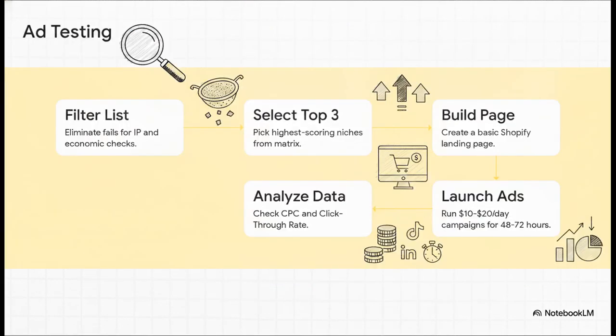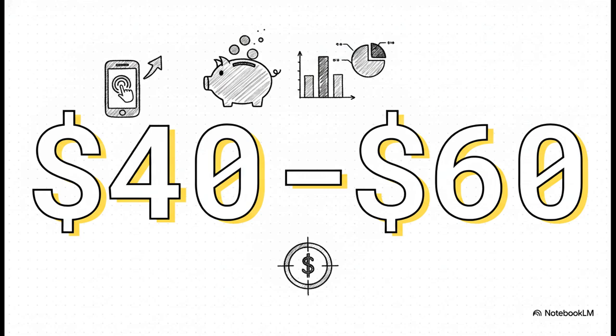All right, Phase 7 is where we synthesize all our data and transition from theory to empirical truth. Take the top 2 or 3 highest scoring niches from your matrix that survived all those IP and economic checks. Build a very basic Shopify trial landing page. Next, you're going to launch a Meta or TikTok ad campaign at just $10 to $20 a day for 48 to 72 hours. You can use basic static images or simple CapCut edits for this. Keep in mind, you aren't optimizing for actual purchases yet. You are just analyzing raw consumer interest by looking closely at your cost per click and your click-through rate. That entire ad test is only going to cost you between $40 and $60.